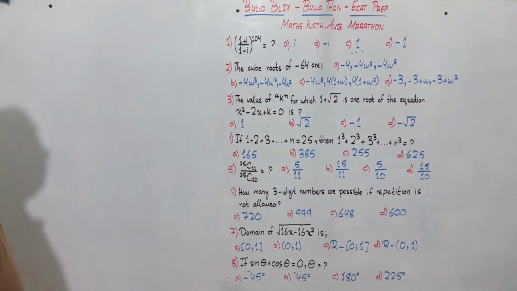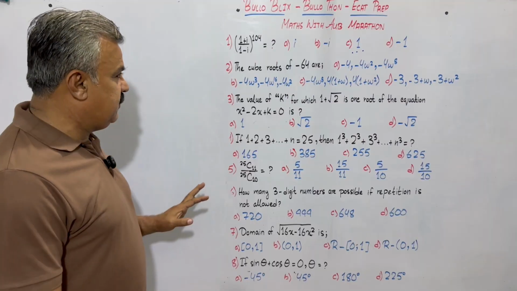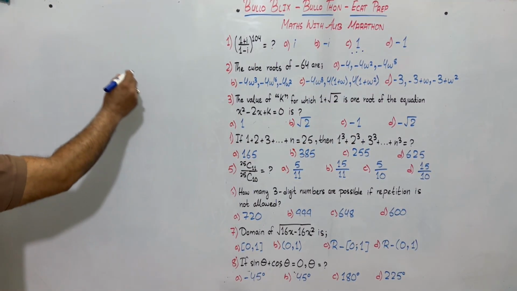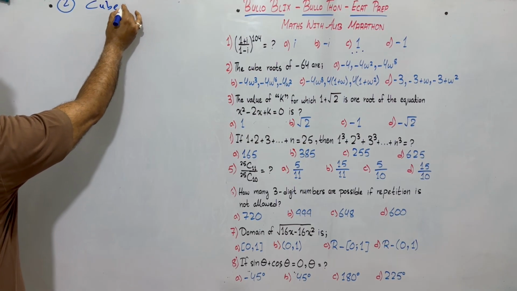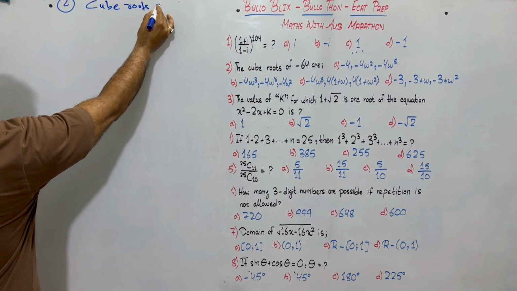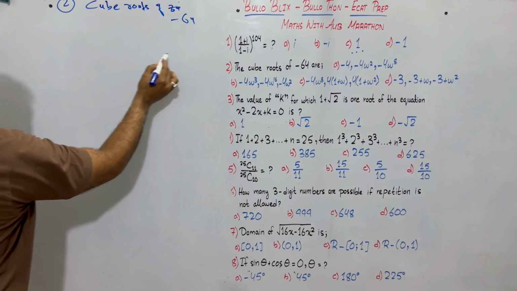Moving towards the next question, we are asked to find the cube roots of negative 64. Question number 2: cube roots of negative 64. Let me write negative 64.